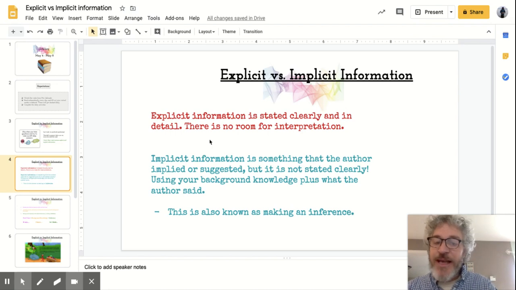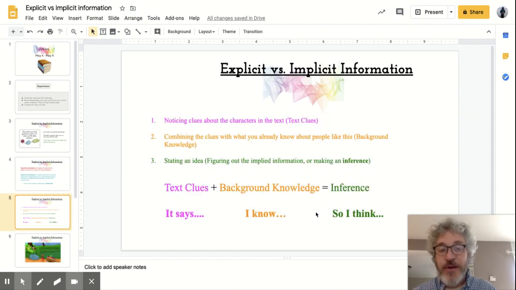Now, conversely, implicit information is something that the author implies or suggests, but is not stated clearly. In other words, you're going to use your background knowledge plus what the author said to make an inference. You will use implicit information to help you make an inference. Let's look at that a little bit further.